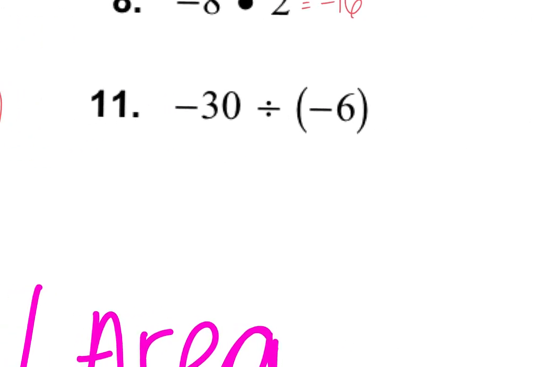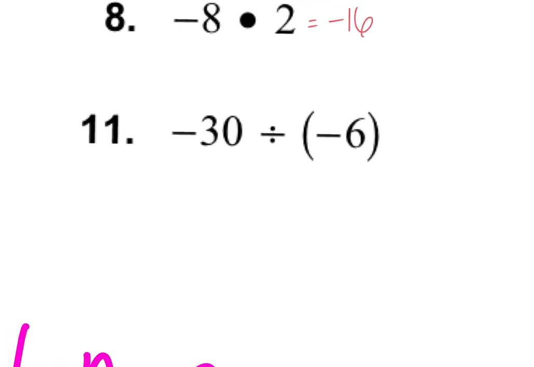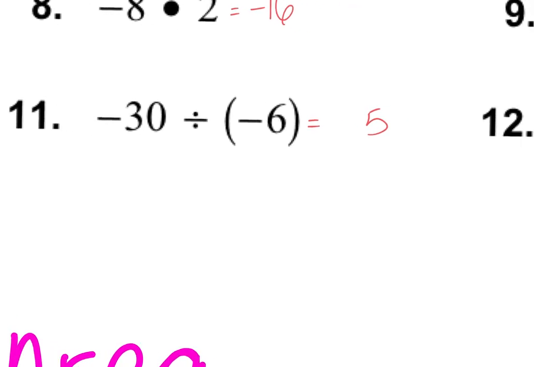Number 11, we have negative 30 divided by negative 6. Remember, two negatives. Since we're dividing, our answer is going to be a positive value, and it's going to be positive 5. Now, a lot of the times they're not going to write that plus sign in front. They're just going to write your answer as 5. This is the proper notation, okay? So our answer is 5.